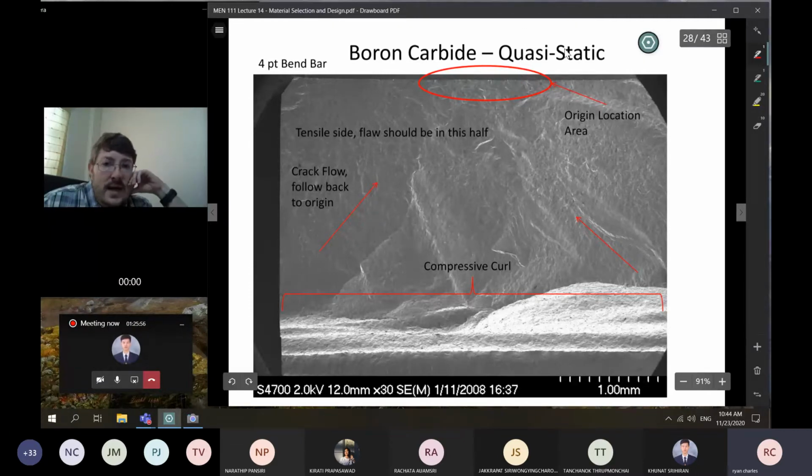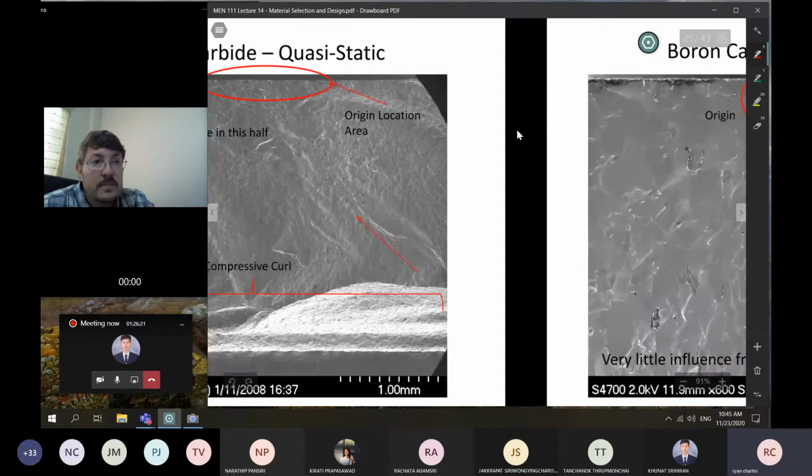This is quasi-static, right? This is ordinary mechanical properties testing, quasi-statically. And this has all the features you expect from a quasi-static bend bar. A compression curl, right? And different crack features, right? And a failure zone where we could figure out the one flaw that made it fail, right?